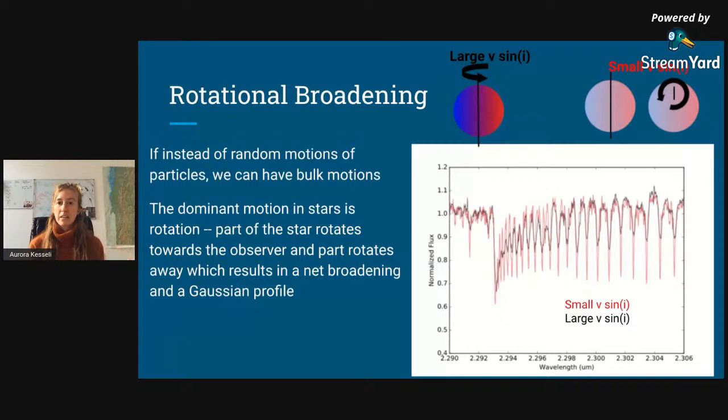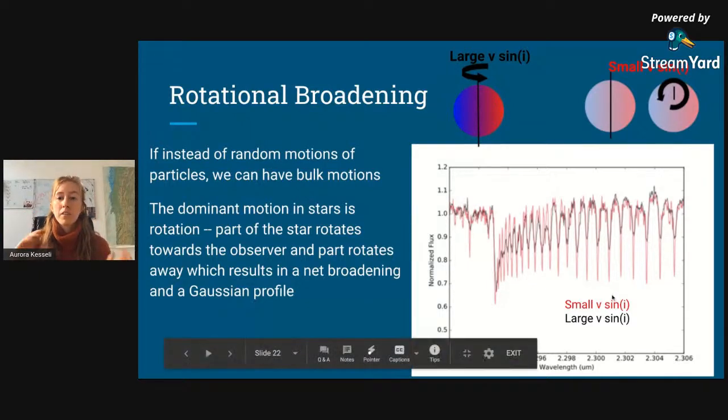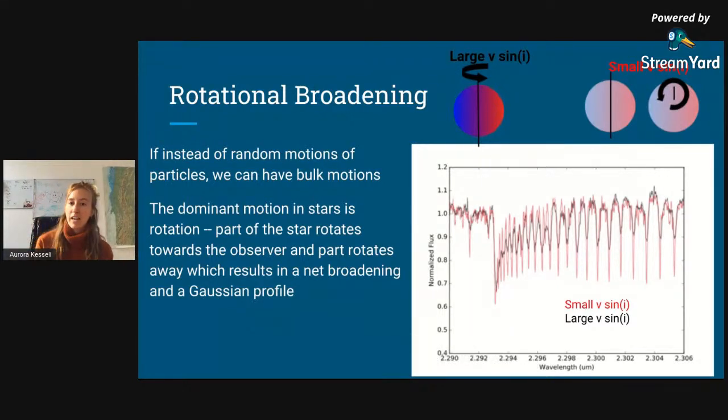So thermal broadening, like I said before, is all of the random motions of the star, whereas rotational broadening is the exact same concept, except it's for bulk motions. The star is a point source. We cannot resolve one side of the star from another side of the star. So when you combine the part of the star that's moving towards us and the part of the star that's moving away from us and the part of the star that's not moving at all towards us or away from us, you get a broadened line shape.